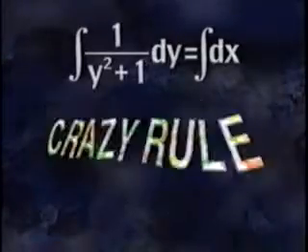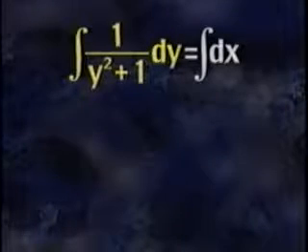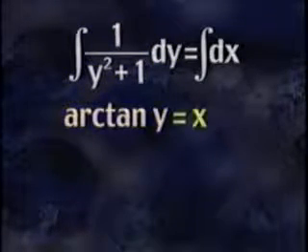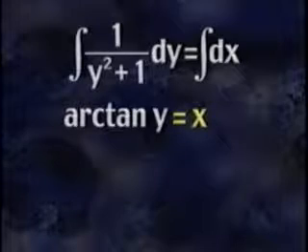So, following this rule, on the left side we get the arctangent of y. Now integrating on the right, we just get x. And what else?